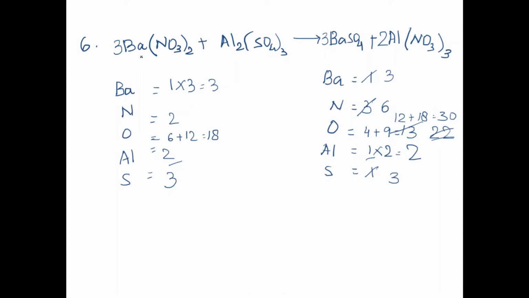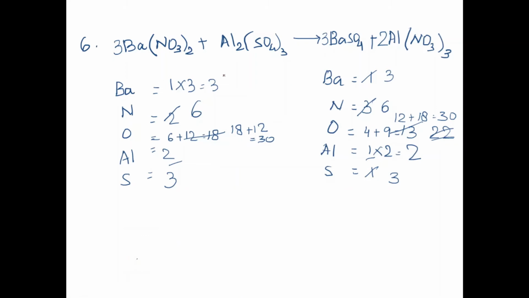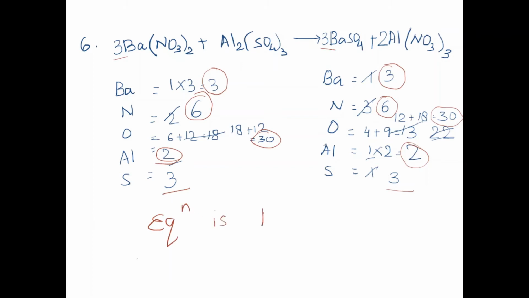So 3 barium, and nitrogen becomes 3 2s are 6. And oxygen becomes 3 2s are 6, 3 3s are 18 plus 12. Here also 18 plus 12. It becomes 30. Now you can see barium as 3. Can you see barium as 3? Yes or no? I just do it so that you can recognize it more efficiently. Now, can you see barium 3 and here also barium 3? Yes, in the reaction also. Nitrogen 6 and here nitrogen also 6. Oxygen 30, oxygen 30, aluminium 2, sulfur 3, sulfur 3. So now our equation is balanced.